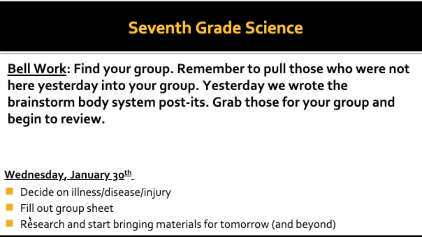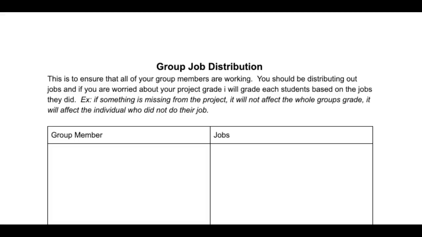So here is how this will work today. Let's show you the sheet right now. This sheet of paper is at the front of the room. What this sheet does is it helps you organize to make sure all the members in the group are working. You're going to distribute jobs, and if you're worried about a project grade, I will grade each student based upon the jobs that they did. For instance, if someone is missing from the project, it will not affect the whole group's grade. It will only affect the individual who did not do their job.